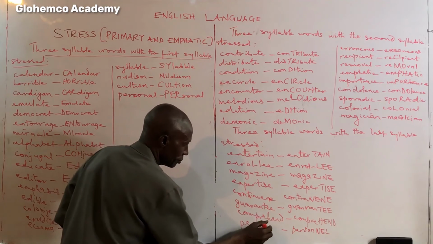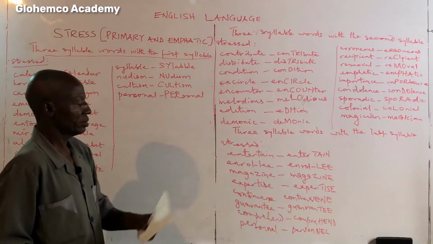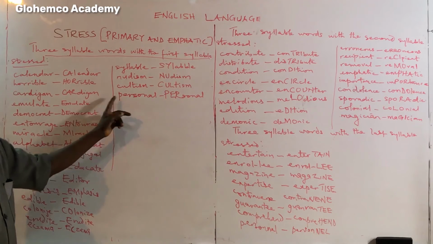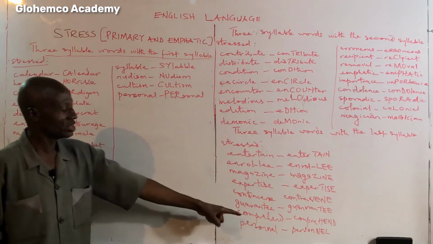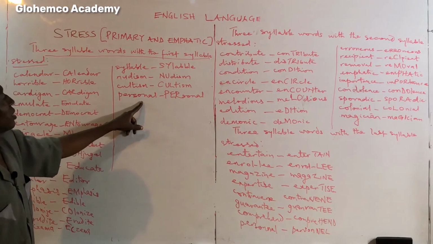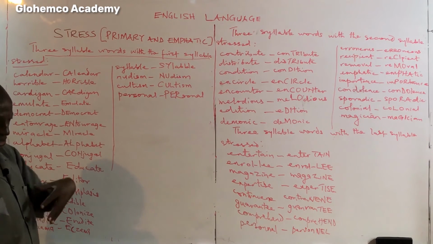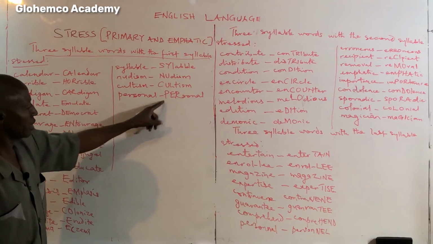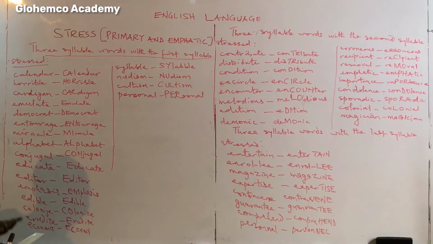It's an error here. Personnel. But look at that personnel. And here you have personal. This one is personnel. Here you have personal. Now, this one is noun. This one is adjective. You say it's my personal belonging. It's my own. So personal. That you have personnel.